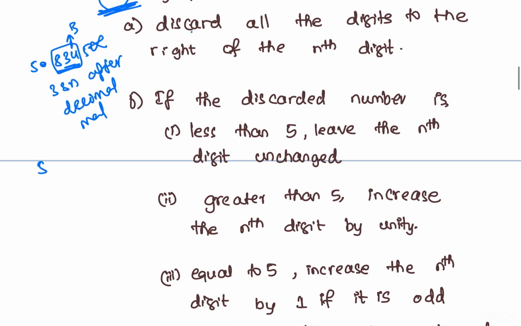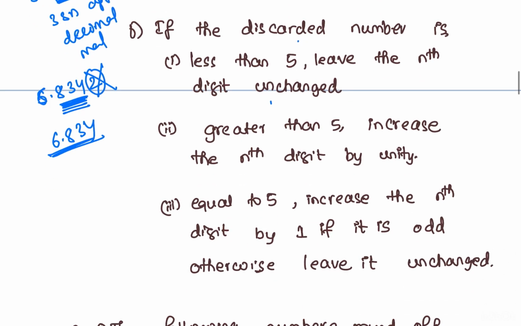If it is less than 5, suppose we have 6.8342. For 3 significant digits after the decimal point, we have to just discard the n plus 1 digit. If the discarded number is less than 5, leave the nth digit unchanged. So this will be 6.834 only. If it is greater than 5, if it is like 6.8347, so after this 4, 7 is greater than 5. If it is greater than 5, increase the nth digit by 1. So we have to increase this by 1. So that will be 6.835.